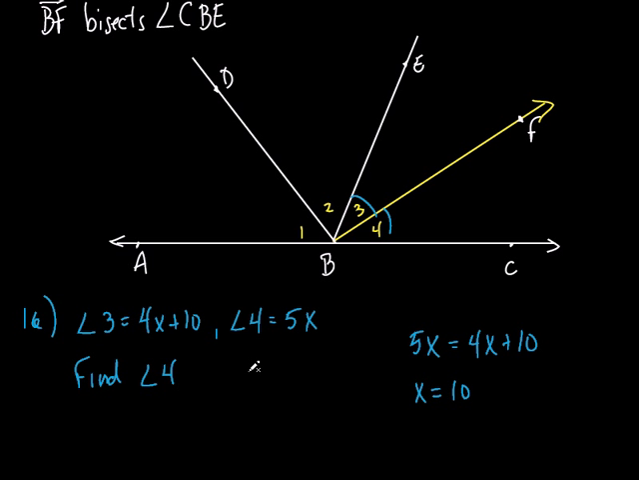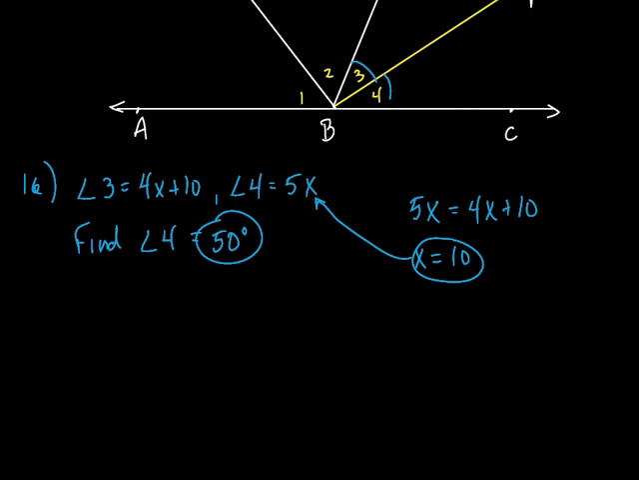That's not my answer, though. The question says find what angle 4 is equal to. Well, we've got to take this and plug it in right there to find angle 4. So it's 5 times 10, so angle 4 is what? 50 degrees. There you go. Make sense? If you understood the other one, then this shouldn't have been that big of a deal to understand either. Alright, enough of that.